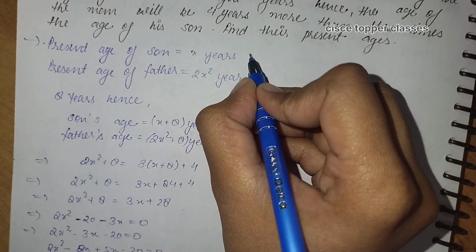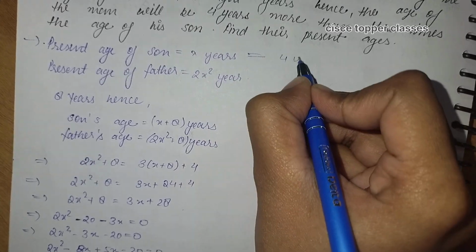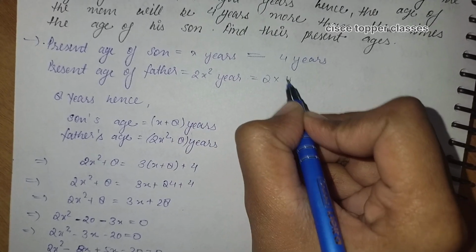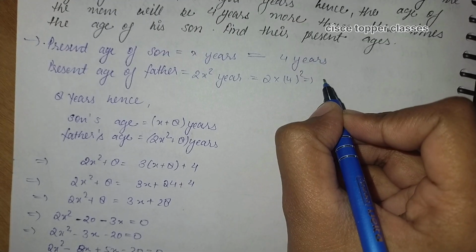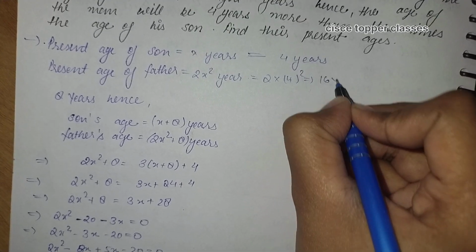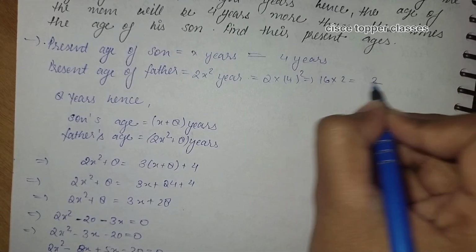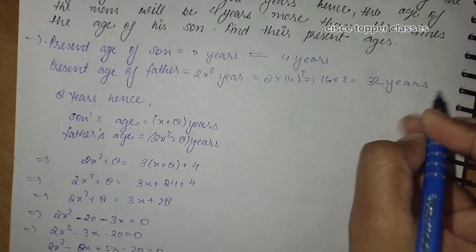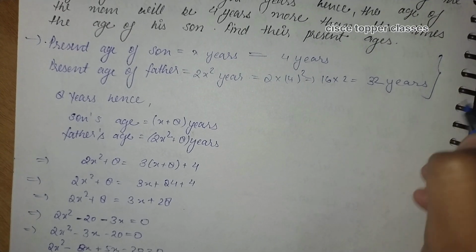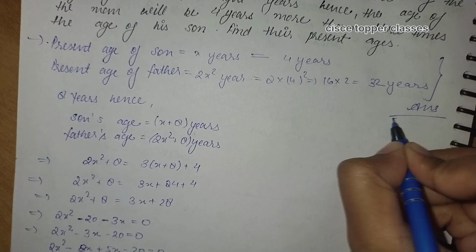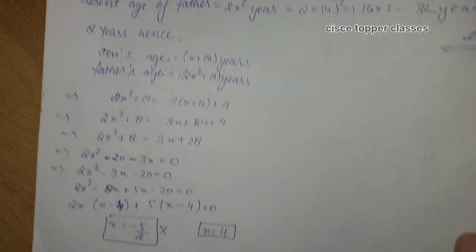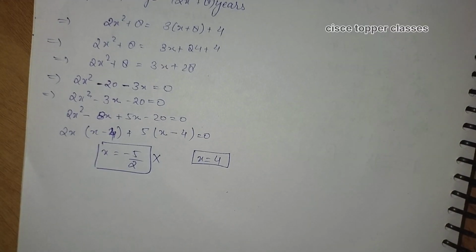So if we put in present ages, x years will be 4 years, the age of the son presently, and 2x square means 2 into 4 ka whole square, that will become 16, and 16 into 2 will be 32 years. So 32 years is the age of father and 4 years is the age of son. So this is the final answer which we have to find in this question, and this is the final solution of question number 43 by solving it with quadratic equation.